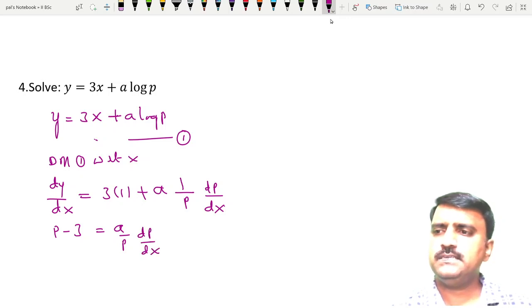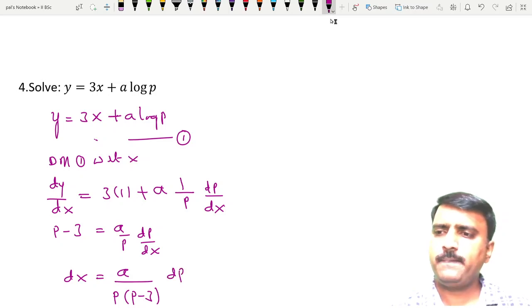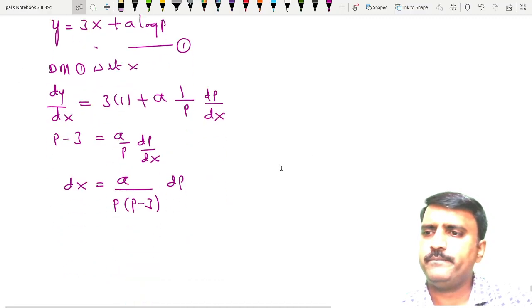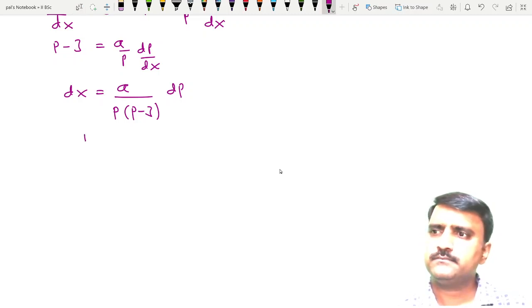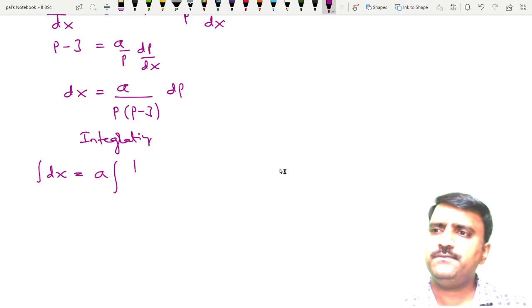We can solve this by using the method of variable separable form. Okay, now you take this dx to the left hand side. So taking cross multiplication, dx is equal to a by p into p minus 3 into dp. So now integrating this with respect to, integration of dx is equal to a into integration of 1 by p into p minus 3 into dp. So to integrate this you resolve into partial fractions.